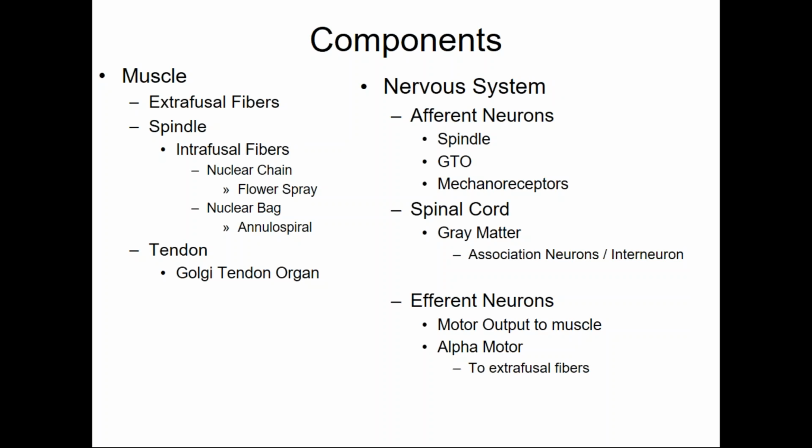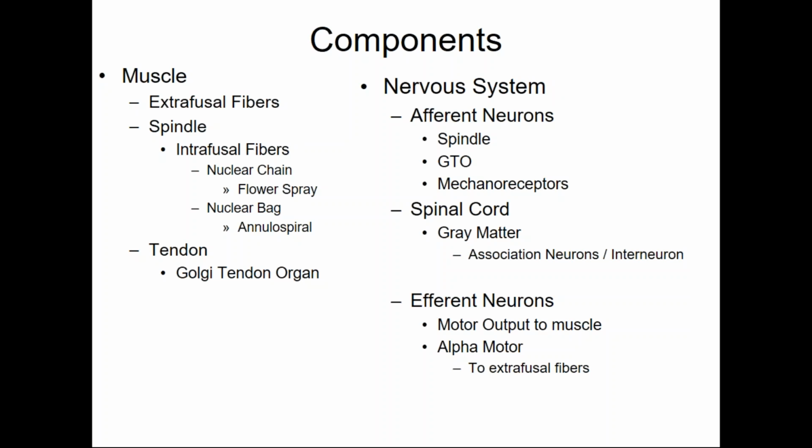Those extrafusal fibers are monitored by a structure called a spindle, which is located in amongst those fibers. Its outermost component is attached to the fascia of the surrounding muscle fibers, and contained inside of the spindle are small strands of intrafusal fibers. Some are called nuclear chain and others are called nuclear bag. The nuclear chain ones are relatively long and thin. The nuclear bag ones are swollen in the central component of them.